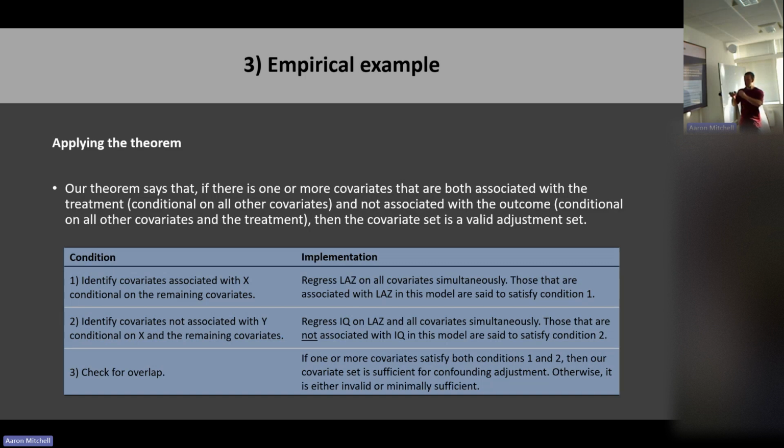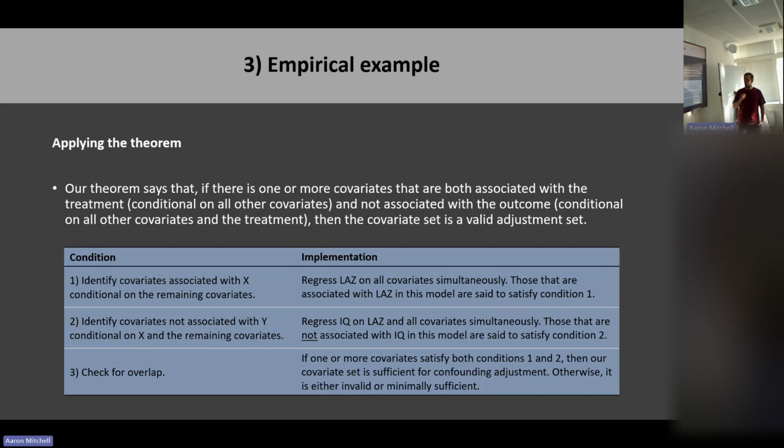So we could break this down into 3 steps. In the first step, we identify covariates associated with X, conditional on the remaining covariates. And how can we do this in our particular example? We could simply regress length for age on all covariates simultaneously, using, say, linear regression. And those that are associated with the treatment in this model are said to satisfy condition 1.